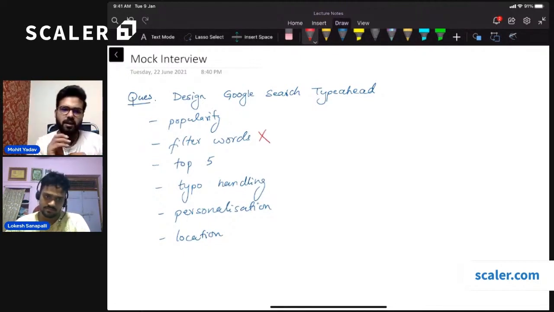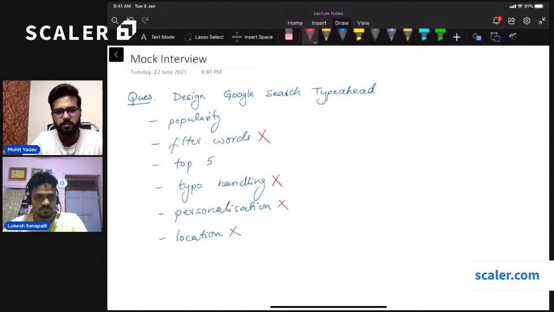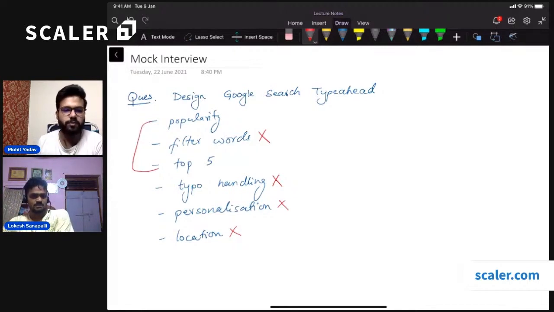Top 5 again. Top 5 is a primary requirement for Google search, so we need to have that. Typo handling we can also ignore. Personalization and location based suggestions are also something that we can ignore for now. We may discuss it if we have time towards the end. So let's start with these two, popularity and top 5.